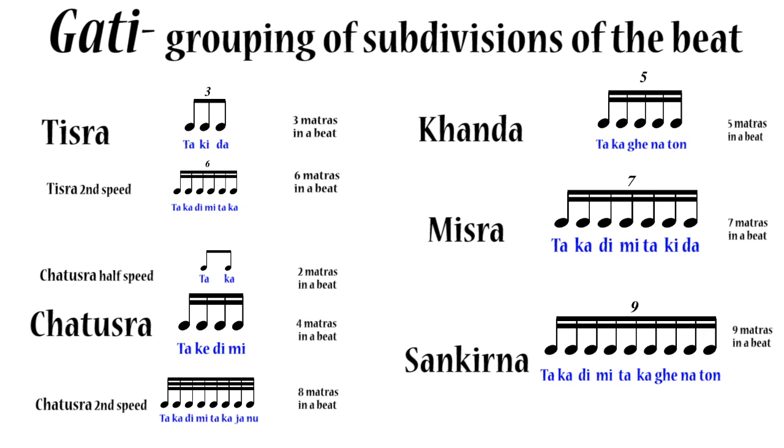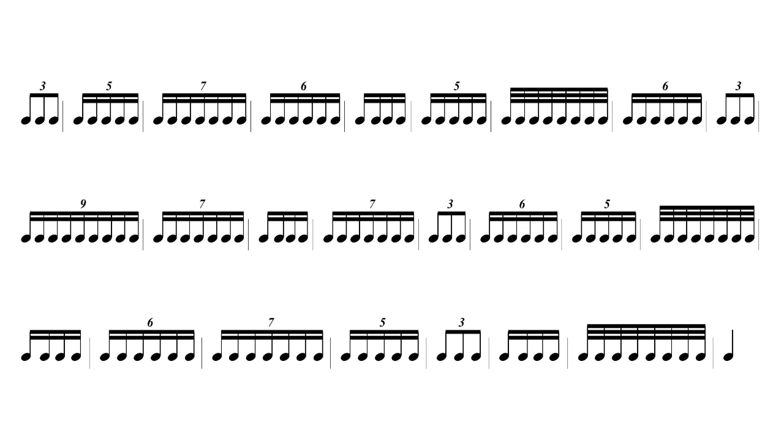So, a quick review. We've learned about the different gatis, which are the names for the groupings of subdivisions of a beat. There are 5 gatis: Tishra, Chatushra, Kanda, Mishra, and Sankirna. When the gati goes twice as fast, it's called double speed, and each gati is made up of matras. By practicing each gati individually, you'll greatly increase the accuracy of your beat subdivision, as well as expand your ability to subdivide beats beyond just the standard 8th notes, 16th notes and triplets that we're used to in Western music. So keep it at a slow metronome marking, and once you're able to accurately perform each gati, then you can practice switching between them.